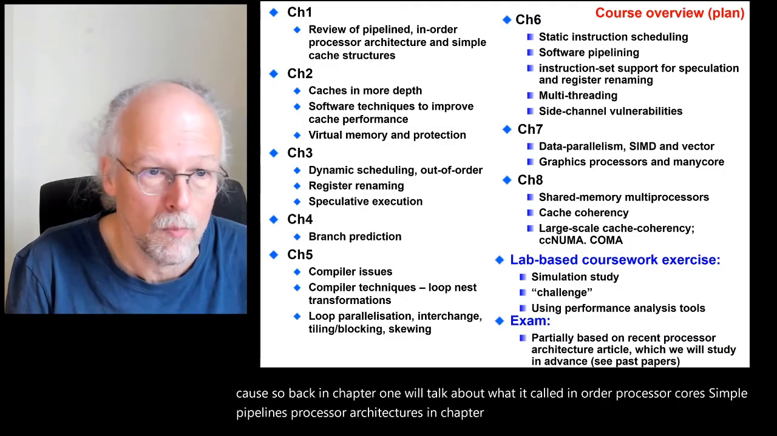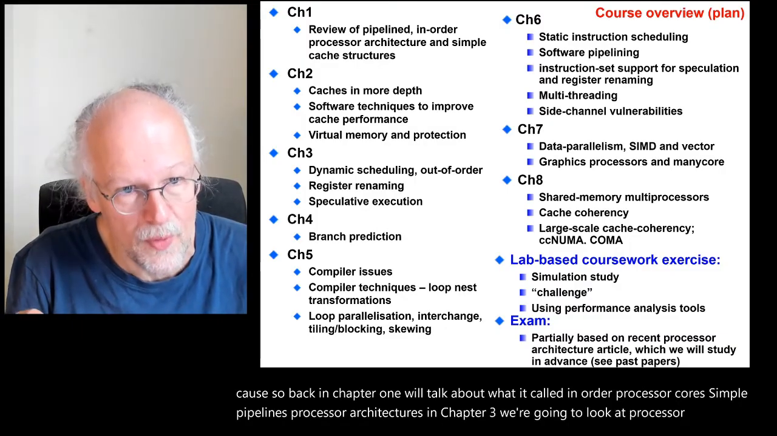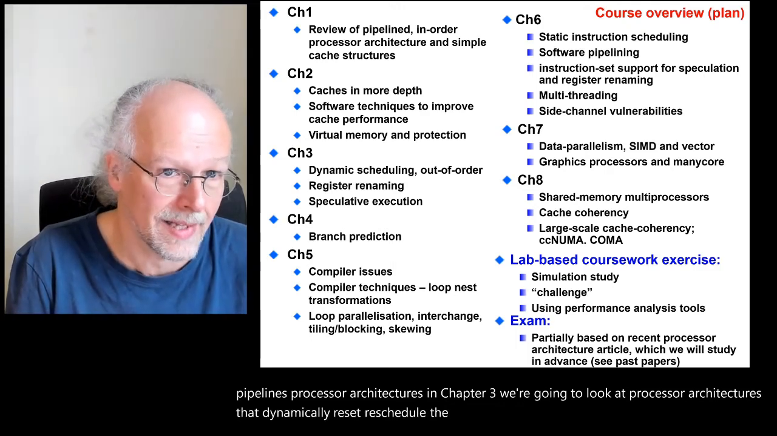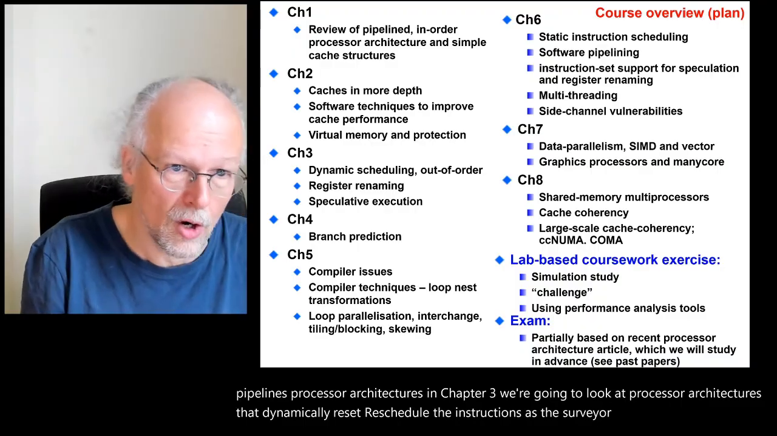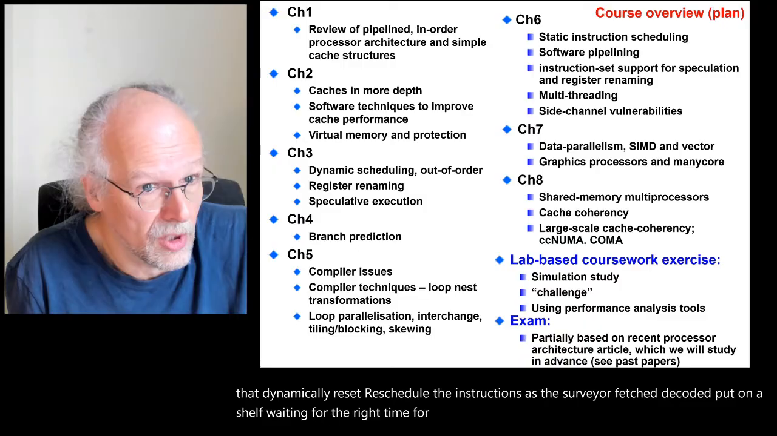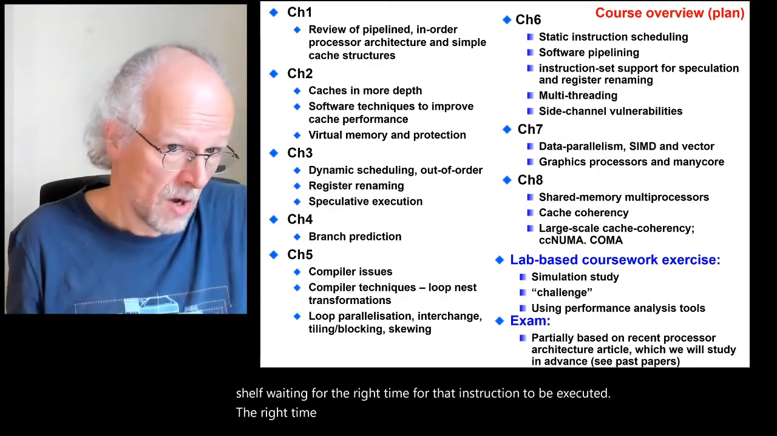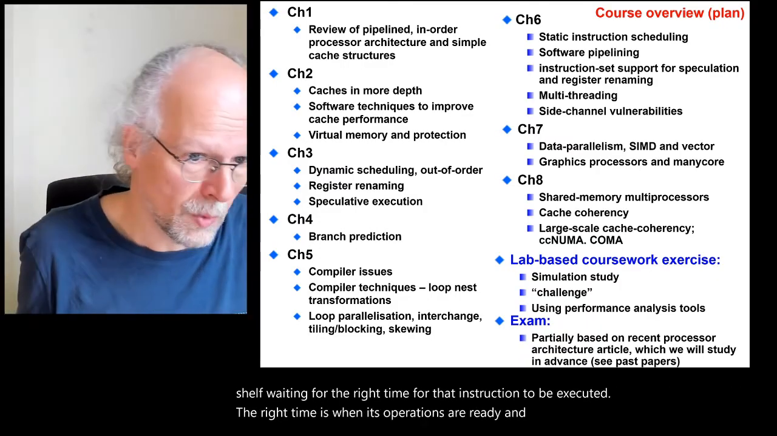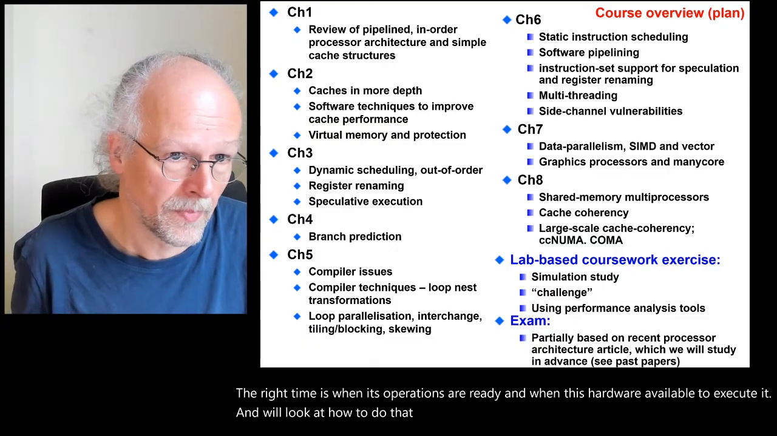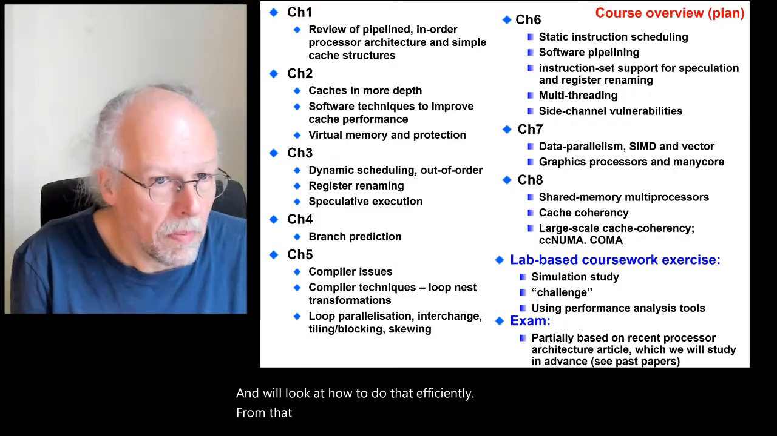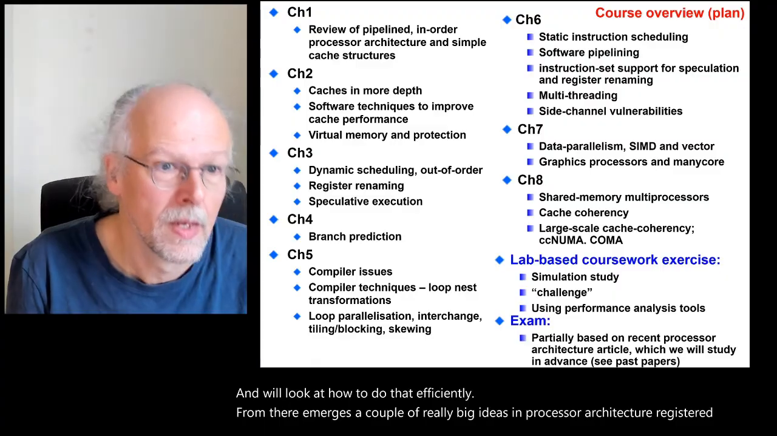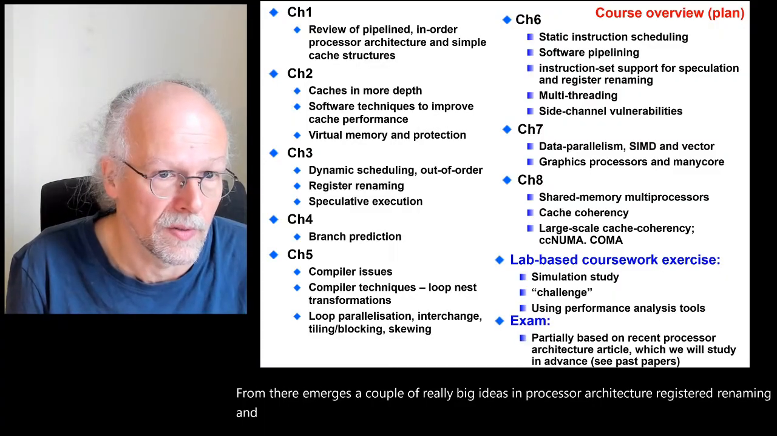In chapter 3, we're going to look at processor architectures that dynamically reschedule the instructions so they are fetched, decoded, put on a shelf, waiting for the right time for that instruction to be executed. The right time is when its operands are ready and when there's hardware available to execute it. And we'll look at how to do that efficiently. And from that emerges a couple of really big ideas in processor architecture: register renaming and speculative execution.